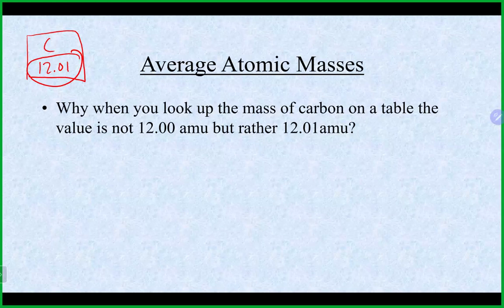Remember, isotopes are the same element, but they have different numbers of neutrons, which means they have a different mass number and different masses. So for example, with carbon, there's a carbon-12 isotope and a carbon-13 isotope, and when you do the average calculation, you get something like 12.01, which is what we see there.